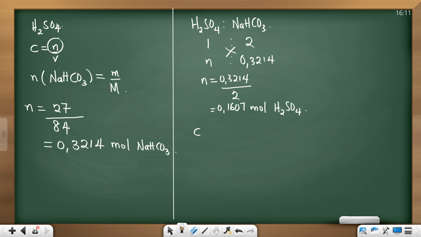What do I know? Concentration is number of moles over volume. Do I know my concentration? The concentration is 6. Do I know n? 0,1607. And I'm looking for what? Volume. What will this be? 0,1607 divided by 6. 0,03 dm cubed. 6 marks. Done.